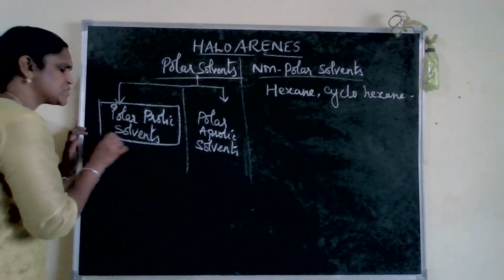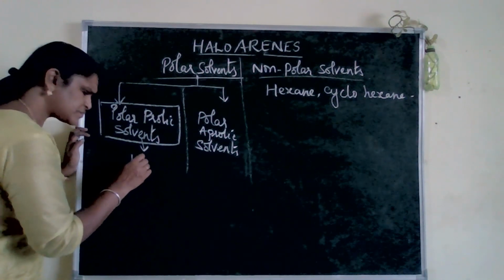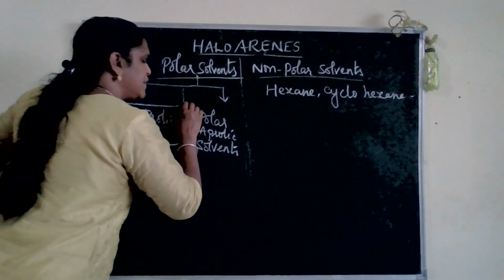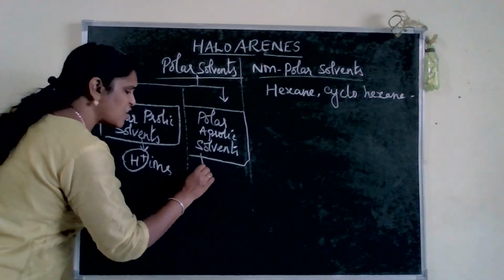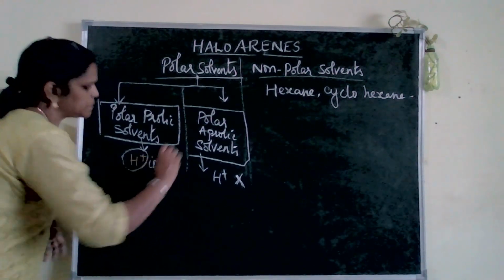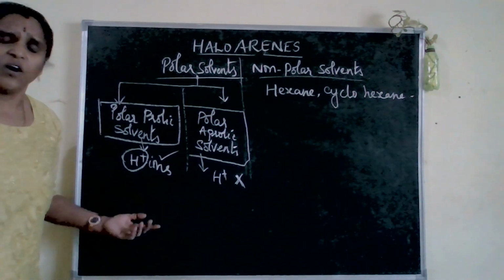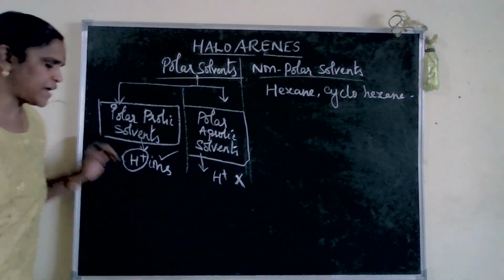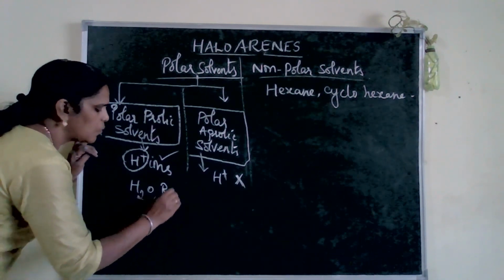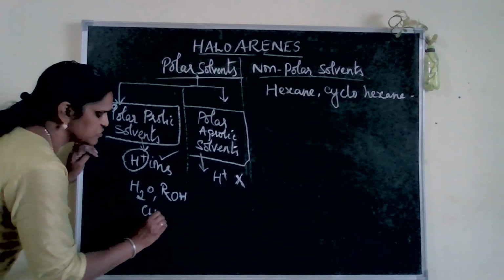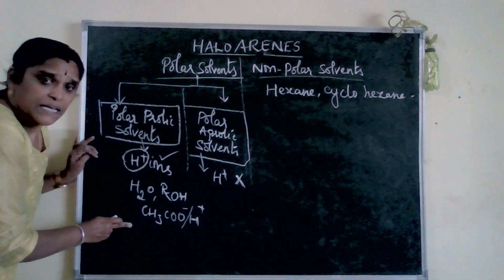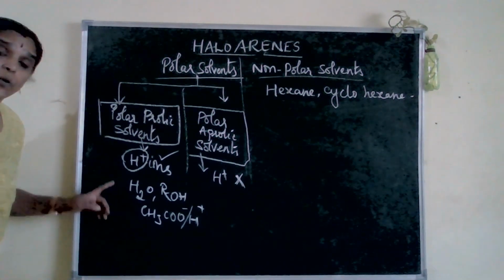What is a polar protic solvent? One which gives H plus ions. And aprotic solvents do not give H plus ions. This one will give H plus ion; this one does not give H plus ions. Okay, how do we identify examples of that? Usually the examples are H2O, ROH, alcohol, CH3COOH, which gives H plus and CH3COO minus. These are all examples that come under polar protic solvents.